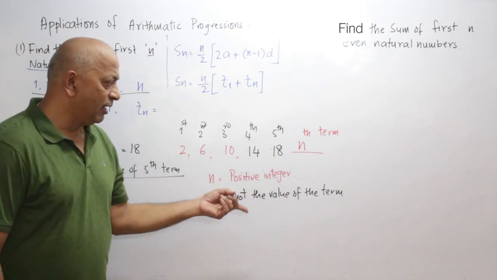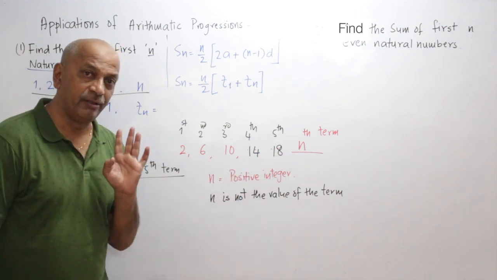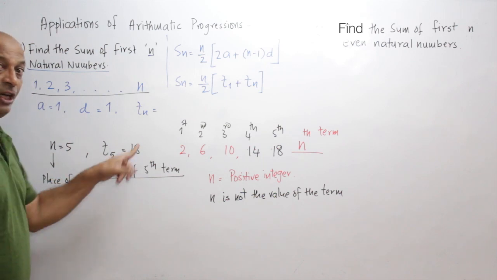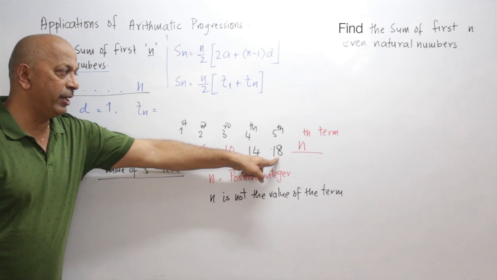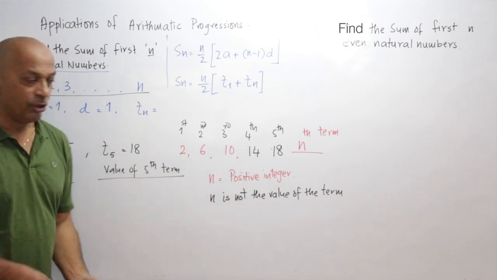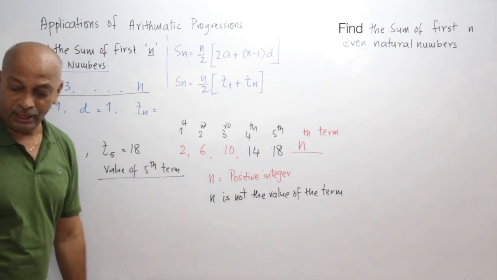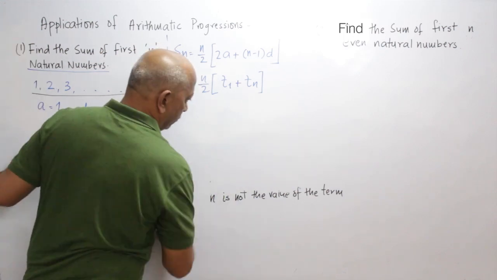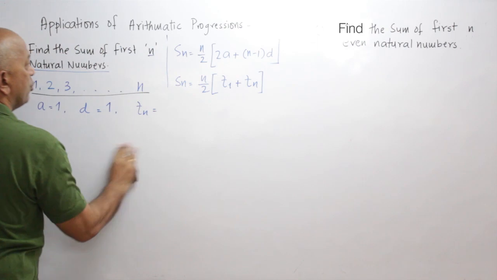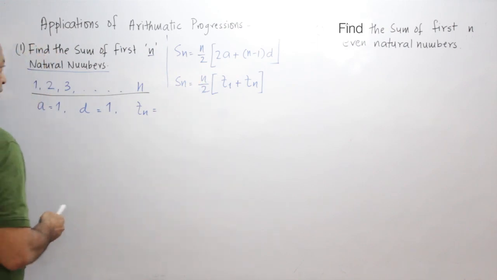Nth is the place and the value will be different. Different value is called as t5, the value of the term. So fifth term n is equal to 5, but the value t5 is 18. This is more important. This is required. Otherwise, you will make wrong answers. So we'll solve by both the methods.